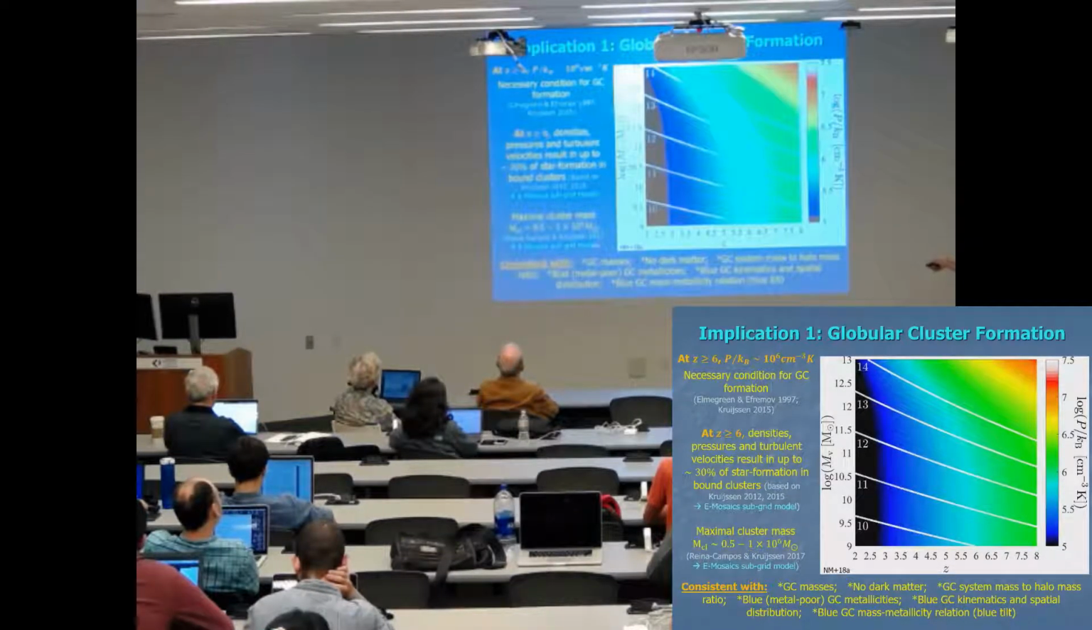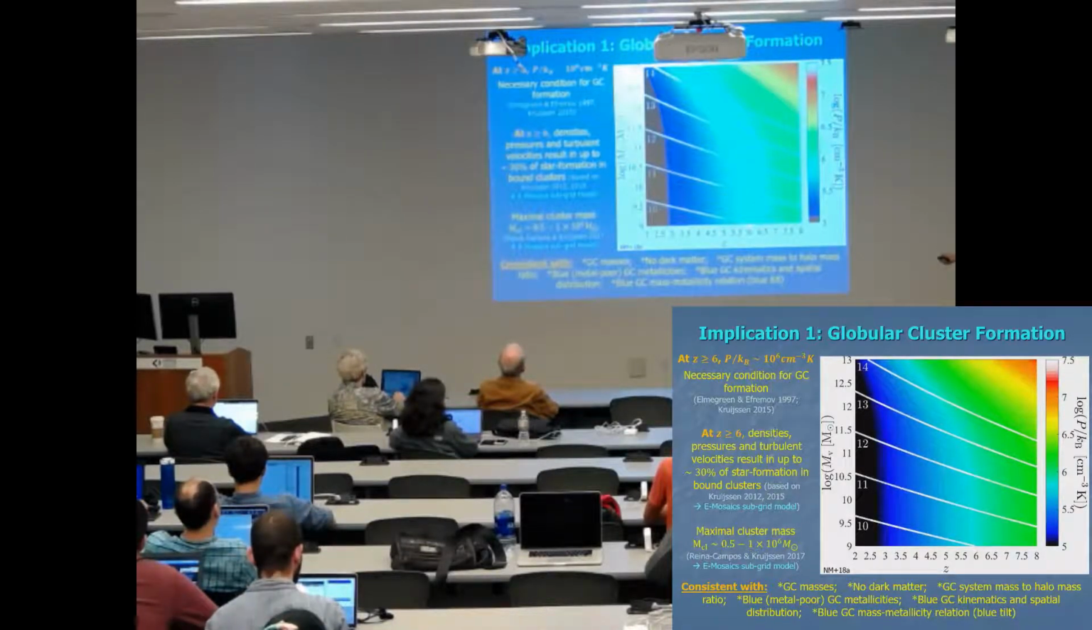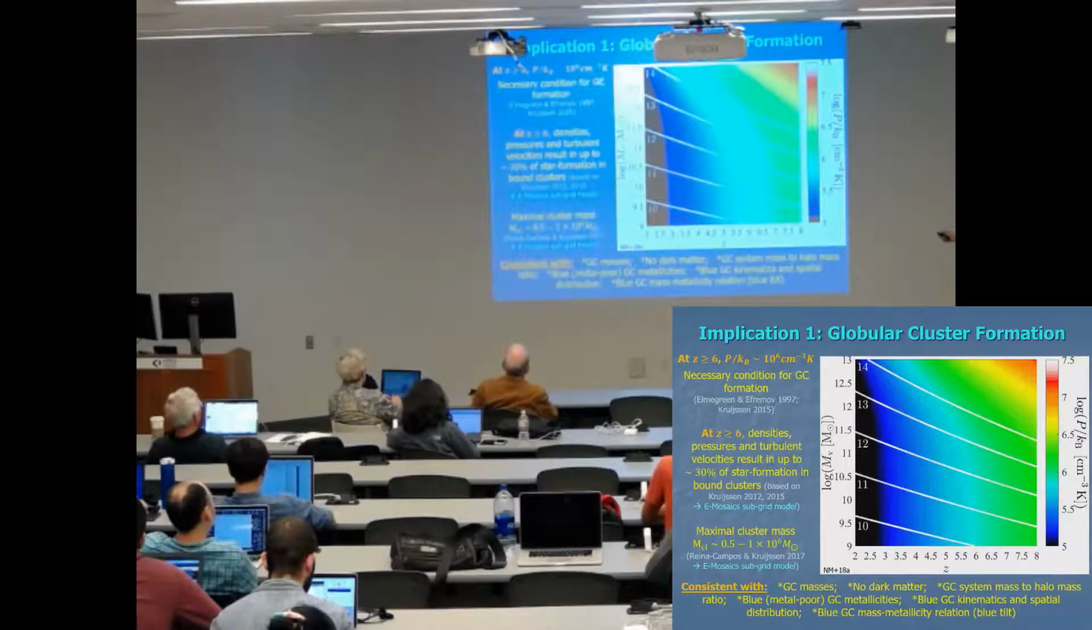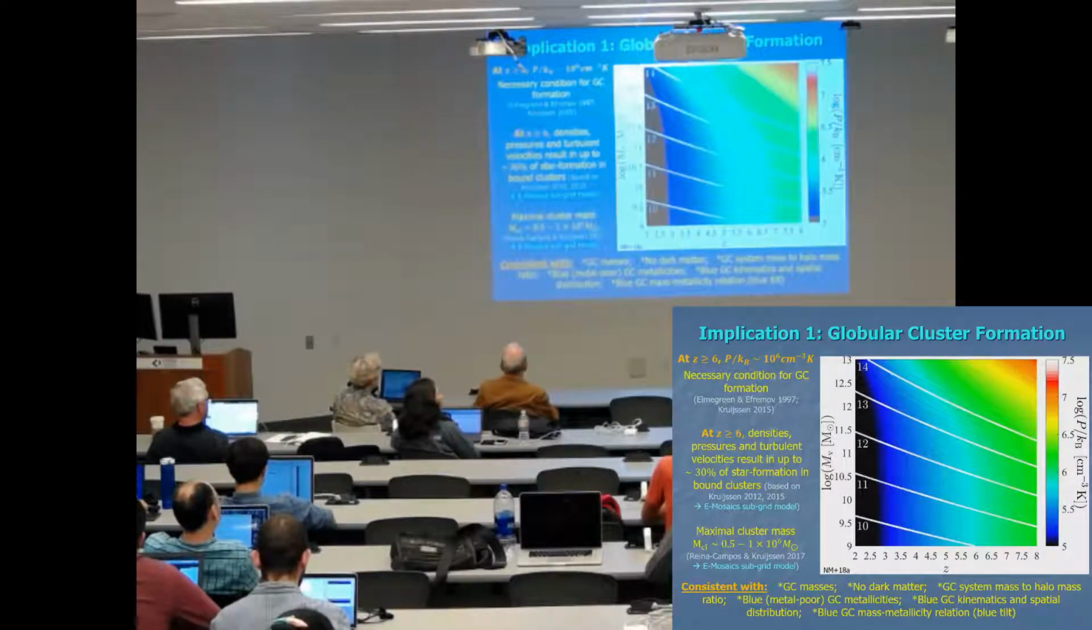I will just say this can be relevant for globular cluster formation. The pressure in the center of these streams above redshift 6 can exceed 10 to the 6 Kelvin per centimeter cubed, which is what you need for globular cluster formation. And this gives you a lot of really good properties for globular clusters. I won't really go into the details.